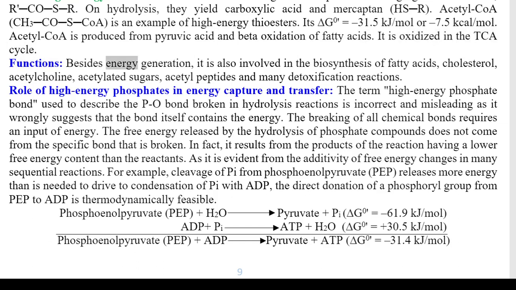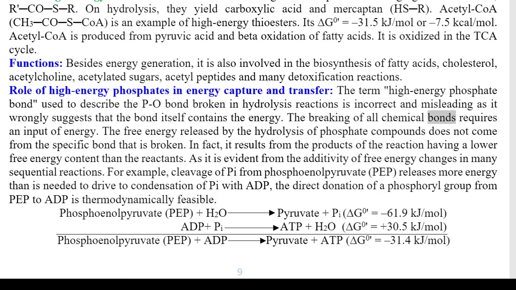Functions: besides energy generation, it is also involved in the biosynthesis of fatty acids, cholesterol, acetylcholine, acetylated sugars, acetyl peptides, and many detoxification reactions. Role of high-energy phosphates in energy capture and transfer. The term high-energy phosphate bond, used to describe the P-O bond broken in hydrolysis reactions, is incorrect and misleading, as it wrongly suggests that the bond itself contains the energy.